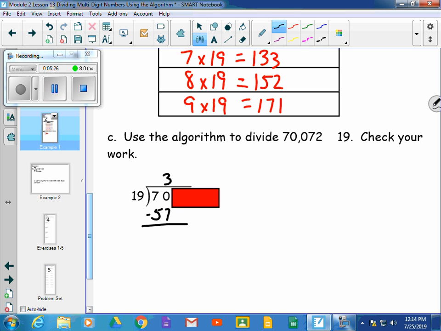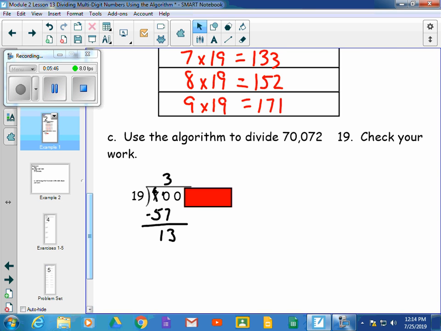I'm going to subtract those numbers. I have to borrow, and I get 13. Now I have a number that is smaller than my divisor, so I'm good. If I had a number bigger than my divisor, then I did not do something correctly. Ways to check yourself as you go here.